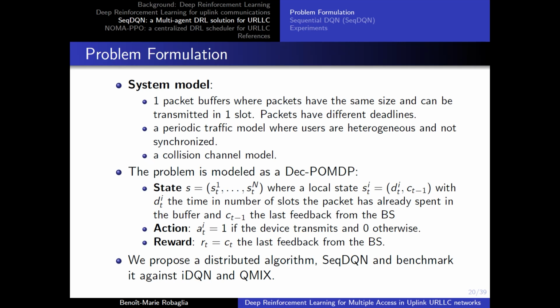The local state of a user is its buffer, meaning how long the packet has been in the buffer, and the last channel feedback, because we expect that when the last feedback is a collision, the device will adapt dynamically its transmission protocol. The action is to transmit or not, and the reward is the feedback from the base station: whether a successful transmission, a collision, or nothing.